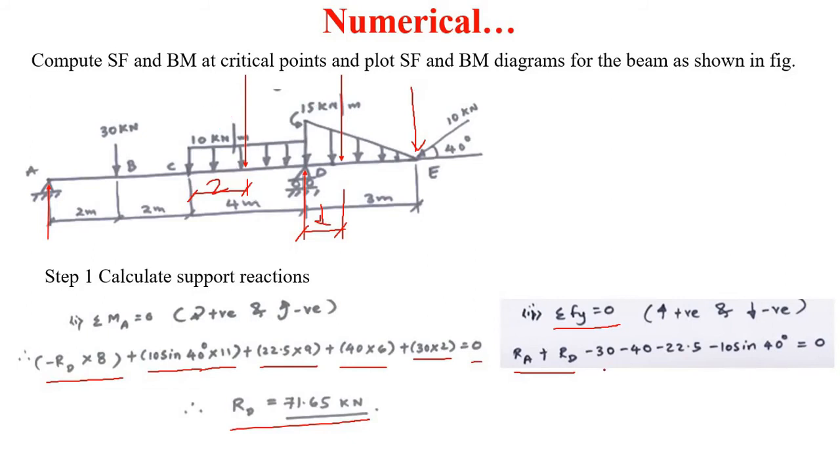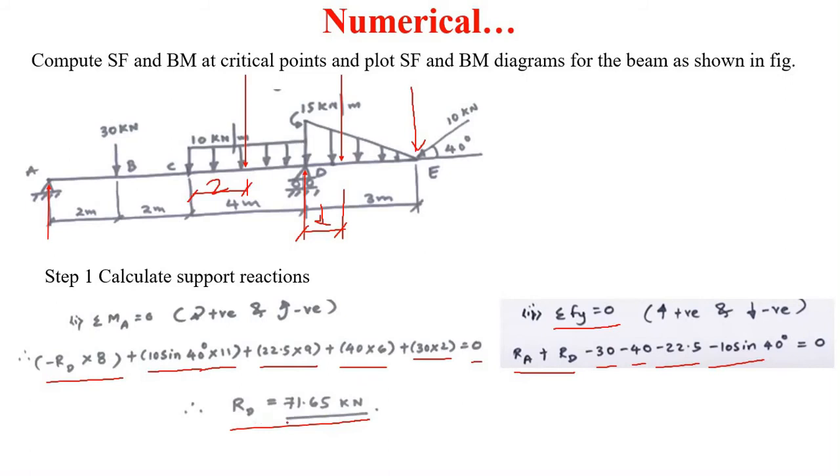Okay, so these will be minus. Therefore, this is minus 30. Then again, minus 40 kilonewton force. Then again, minus 22.5, due to this universal bearing load. And minus of 10 sine 40, which is due to this inclined load of 10 kilonewton. So the summation of all this is equal to 0.